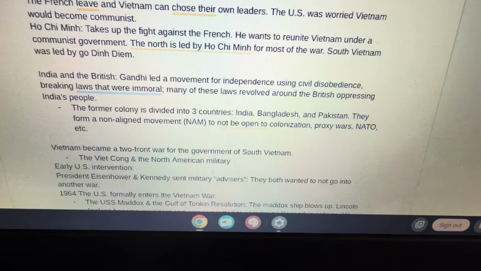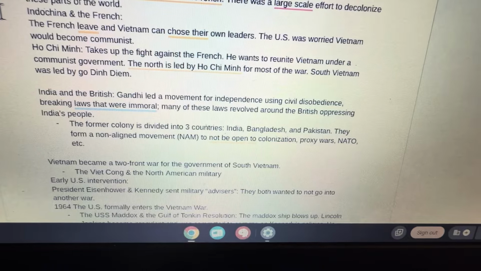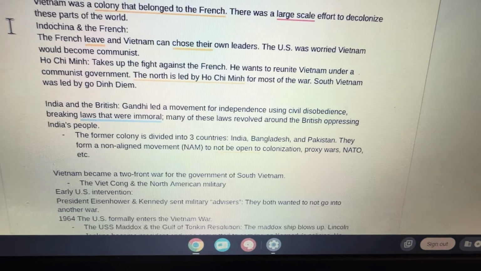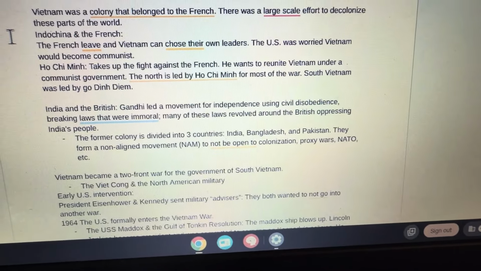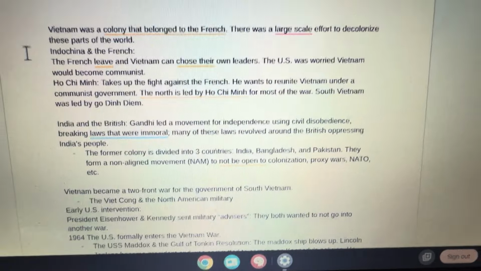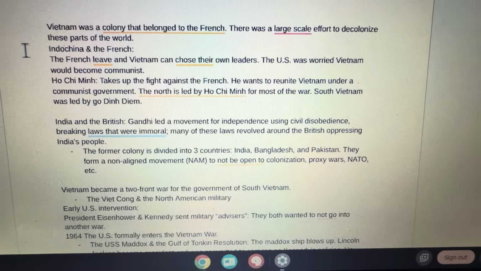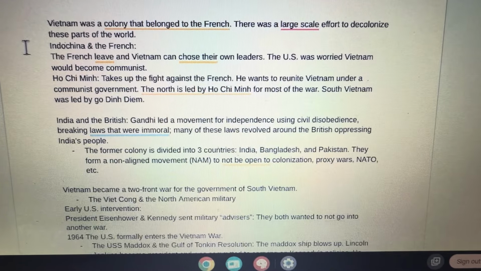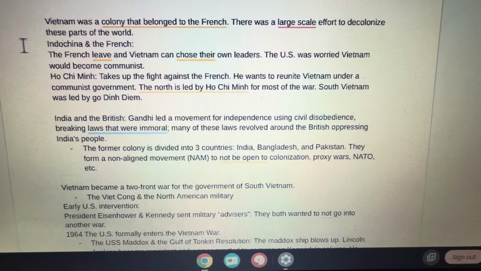India and the British. Gandhi led a movement for independence using civil disobedience, breaking laws that were immoral. Many of these laws revolved around the British oppressing India's people. The former colony is divided into 3 countries: India, Bangladesh, and Pakistan. They form a non-aligned movement, NAM, to not be open to colonization, proxy wars, NATO, etc.